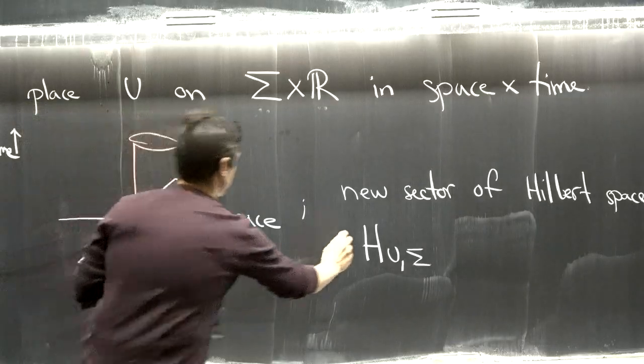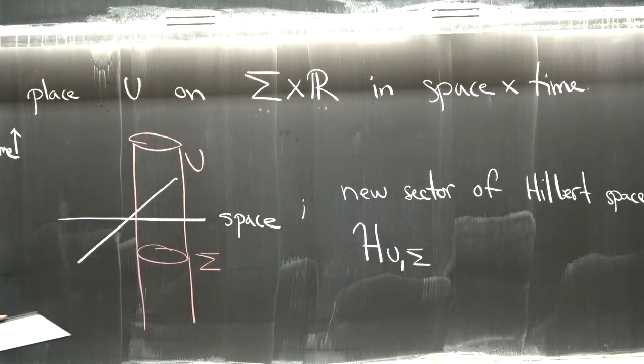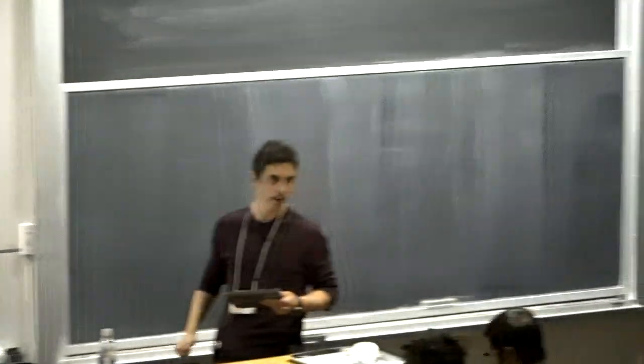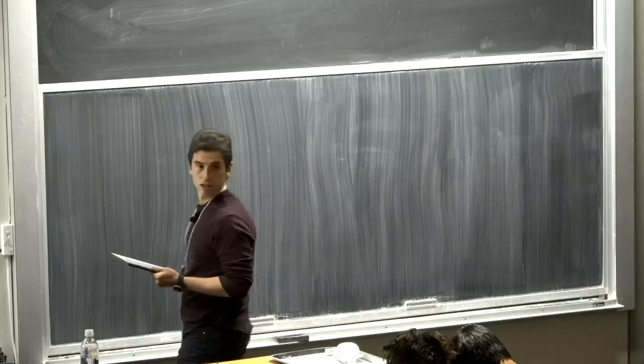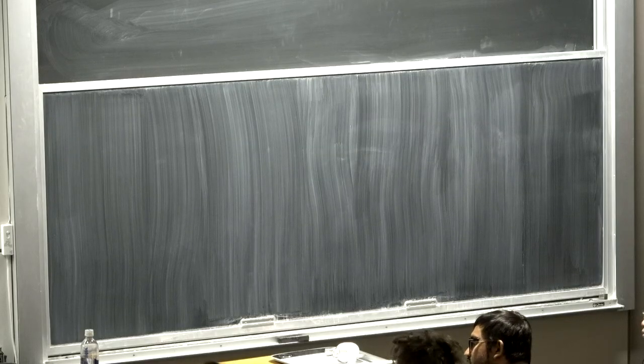Maybe curly H, distinguished from the Hamiltonian. So that's a new sector of Hilbert space. What is it in a familiar context? You're probably used to this. It just hasn't been phrased in such an abstract way to you before. U is on the boundary of the red thing. So U in this example is a cylinder that's not filled in.